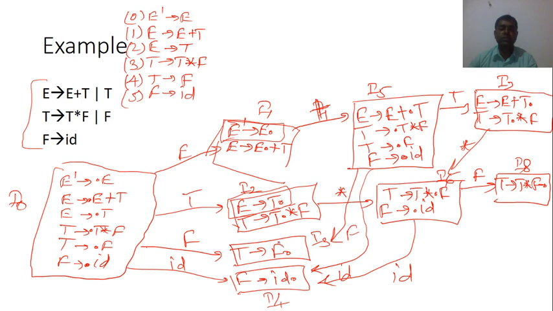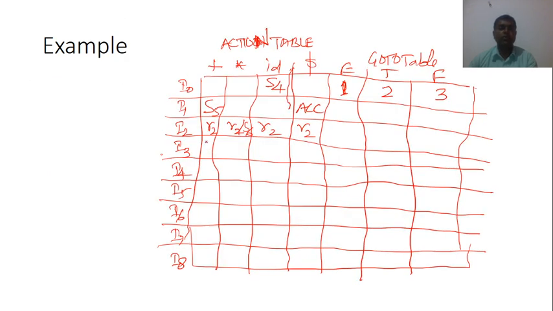Now after this, I have read all the symbols here. Just go to this one. This is reduction here. Which number is this production? 4. So I have to enter R4. Where? In the I3 row, every column in the action table. This is R4, this one is R4, this one is R4, this one is R4.